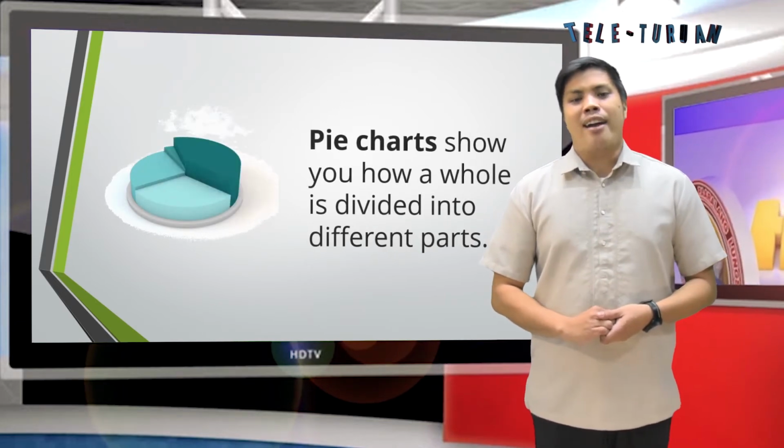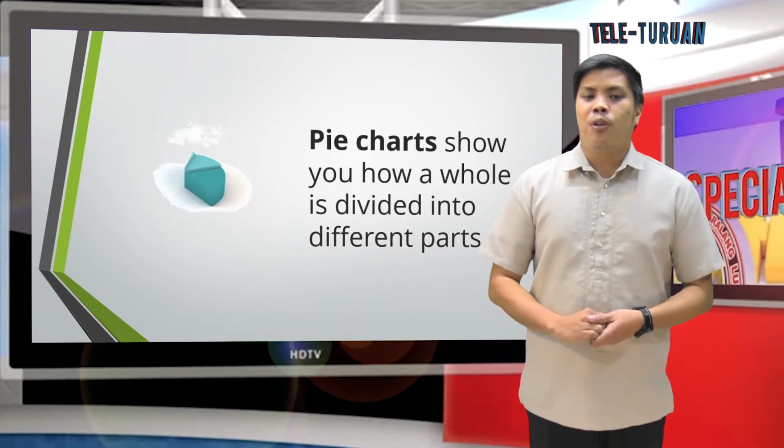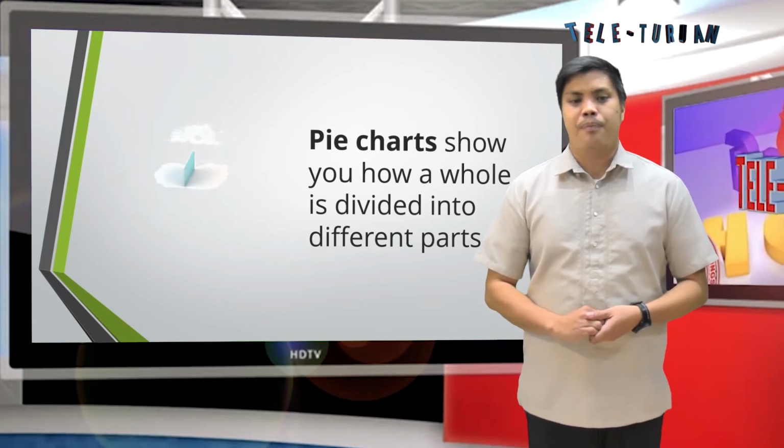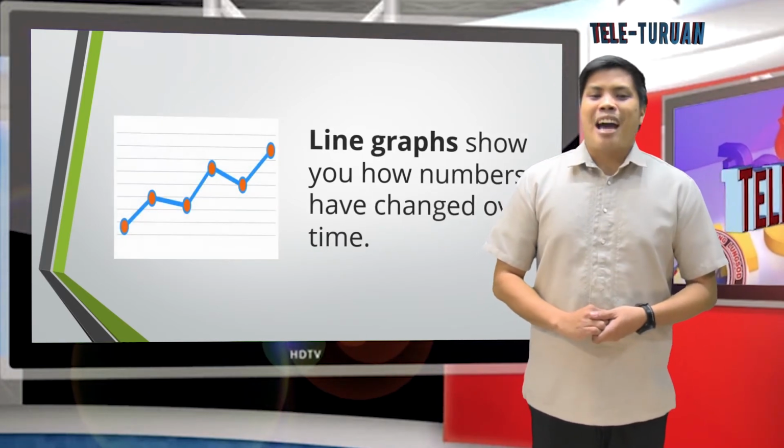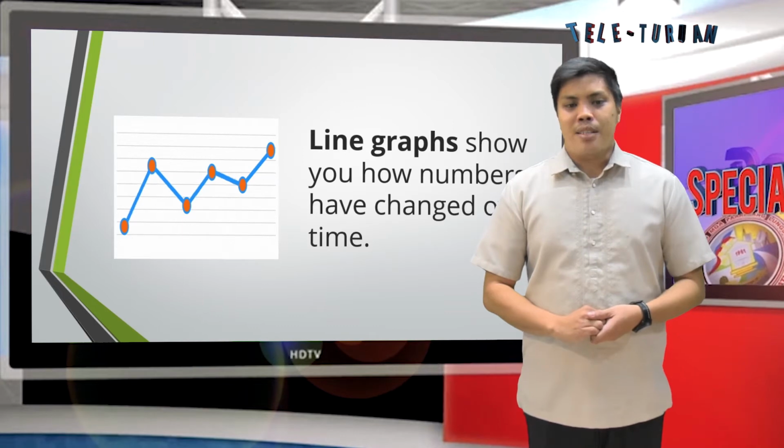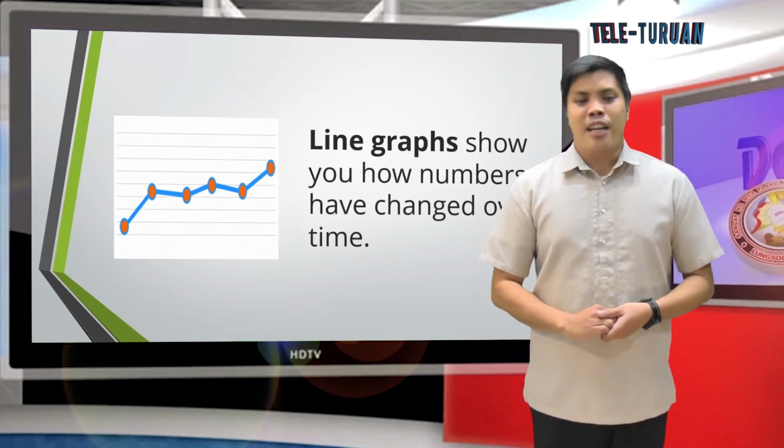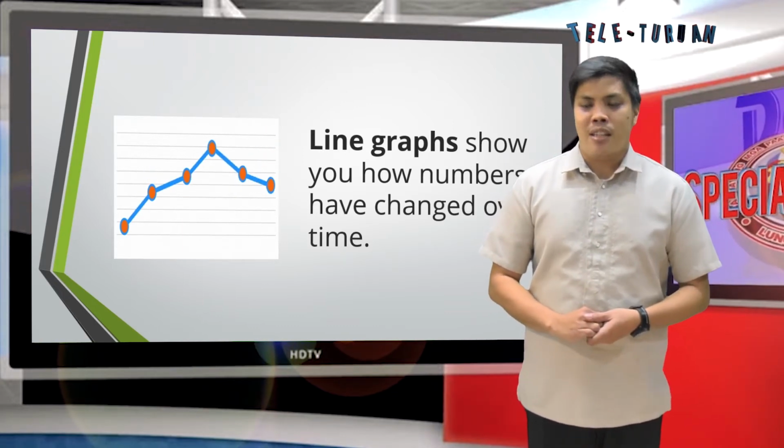Pie graphs, on the other hand, show how whole is divided into different parts. The next type of graph is the line graph. It is being represented by lines that shows how numbers have changed over time.